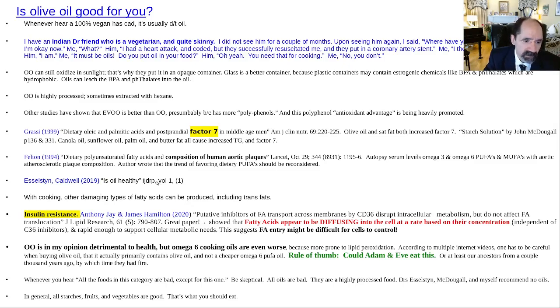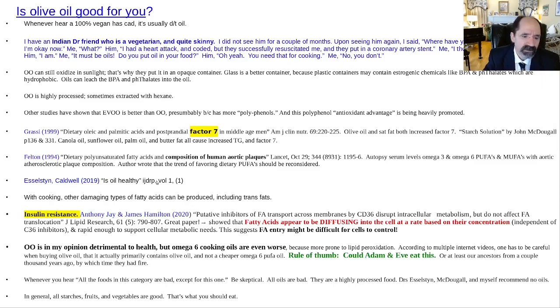So in my opinion, it's a bad idea to eat olive oil. I recommend don't eat any olive oil, zero, none of these cooking oils. This is what Caldwell Esselstyn says: no oil, not one drop. If you want to optimize arterial health, which is a good idea for the sake of your brain and your heart and your Johnson, no oil. Like I said, the rule of thumb is: could Adam and Eve eat this, or at least could our ancestors from a couple thousand years ago eat this? They had fire then. Okay, I don't know if Adam and Eve had fire.